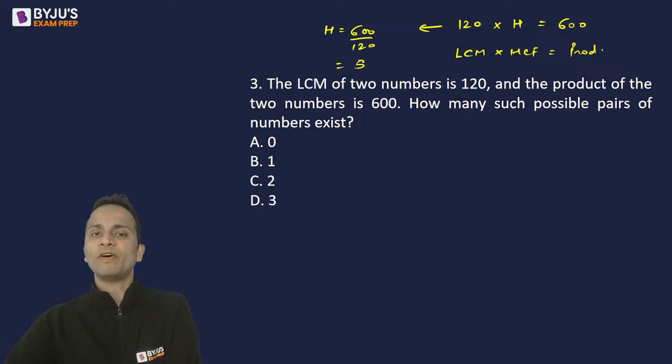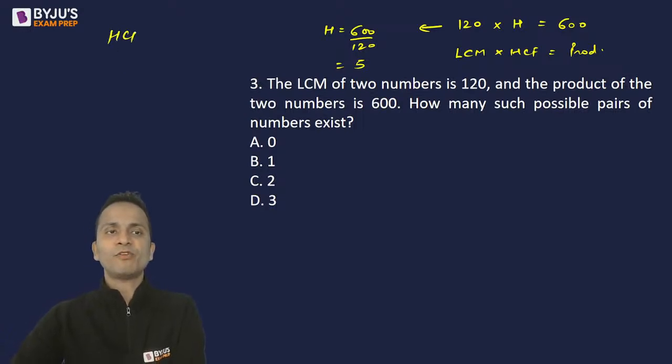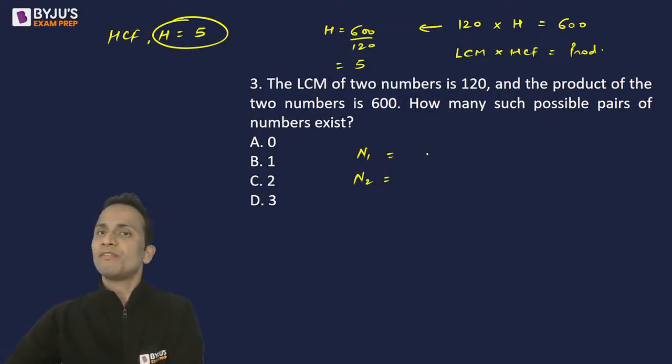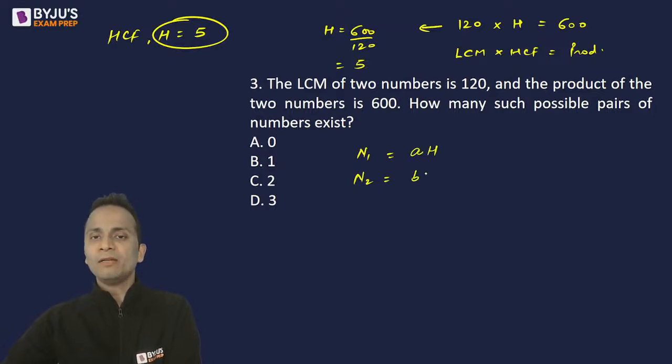That is equal to 5. So HCF of these two numbers, let's say it is H, is 5. We are given that. Now if HCF is 5, I can assume the numbers as the multiples of HCF. So I can assume the numbers as A into H and B into H, where A and B are co-prime numbers. This is very important, okay?